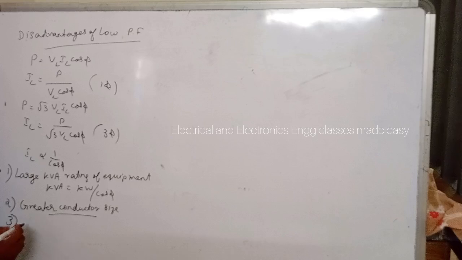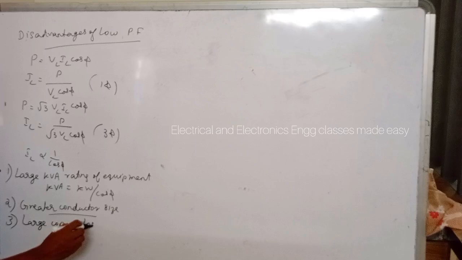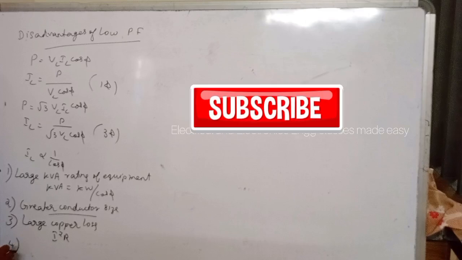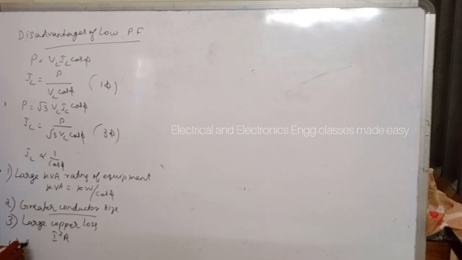Next is large copper loss. If the power factor is low, the load current will be more. Hence, the large current causes more copper losses. That is, I square R losses will be more due to the large current, and this will lead to poor efficiency.